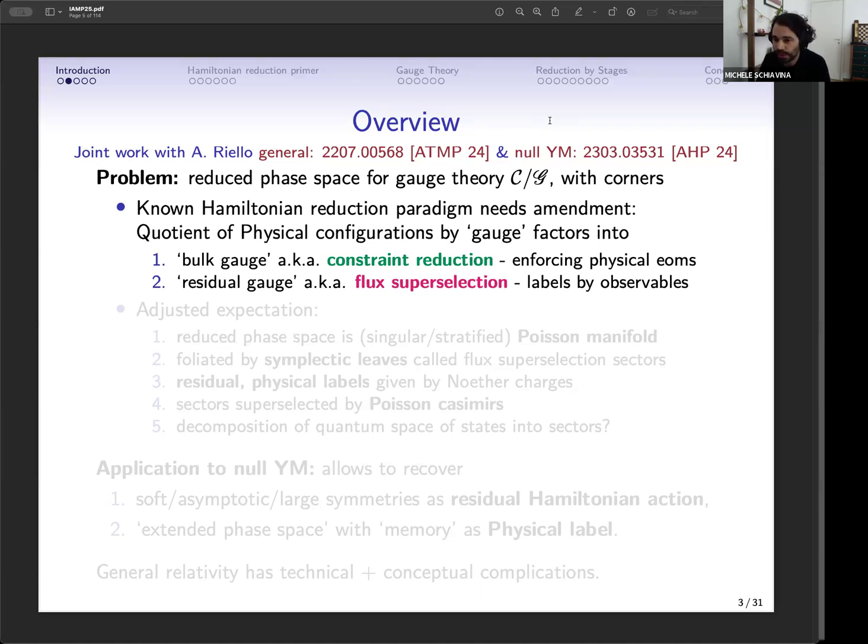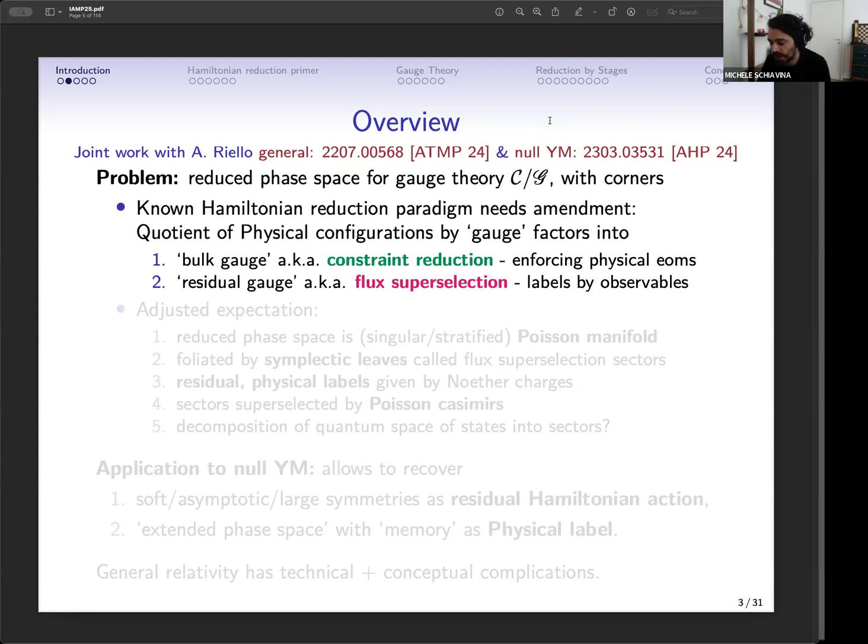And this is going to enforce certain physical equations of motion on our configurations. And if you do this, then you notice that there will be a residual gauge, a residual action. And here, gauge is probably a loaded term, but we're going to talk about this perhaps at the end. We call it flux superselection for two reasons. One is because the relevant quantities that will show up in this stage resemble pretty much the case of electrodynamics, where this step is really like taking into account the electric flux.